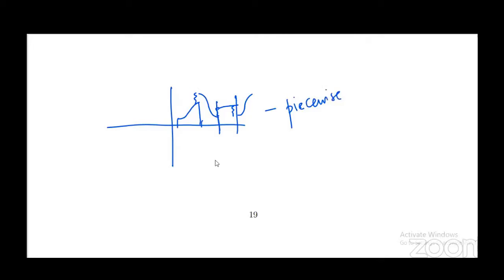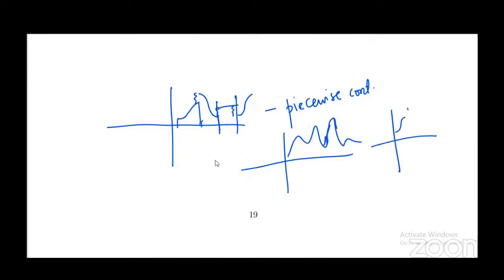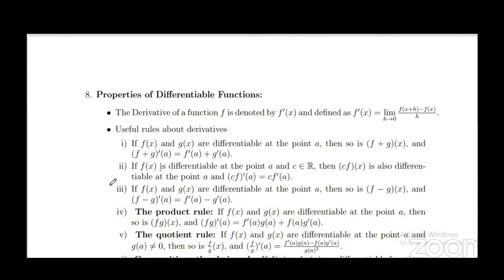Ma'am, so in a piecewise continuous function, the function as a whole is not continuous, but in a given range, from x equal to something to x equal to another thing, it is continuous. Yes. So this is a continuous function, but the same function, if I split it, is piecewise continuous. In pieces, it is continuous.